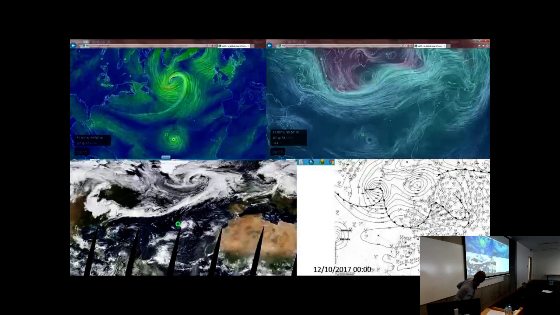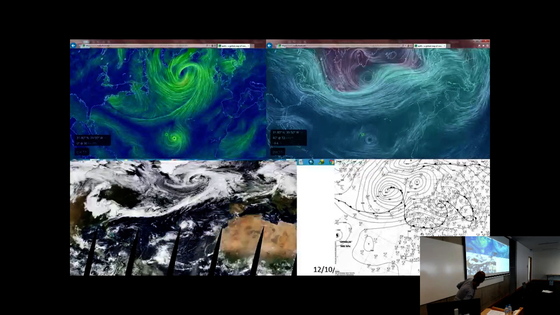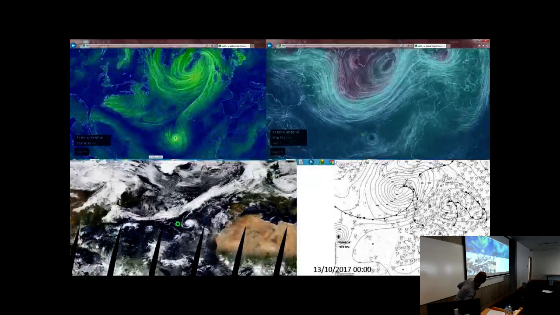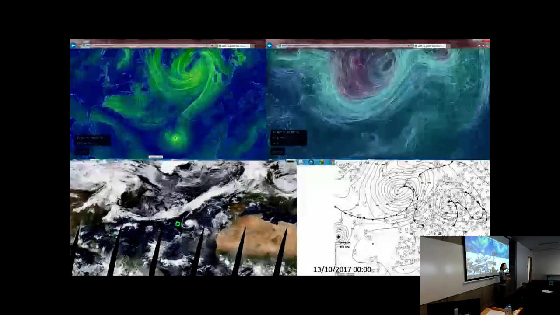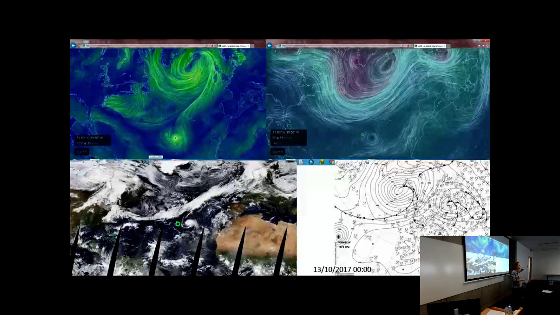The 12th, keep going. So this is now the 13th. See how that jet stream is now going south again? Ophelia is sitting there. So keep an eye on this. This is the front here as well. Do you know where the name front comes from, why people use the name front? It goes back to World War I, I think.